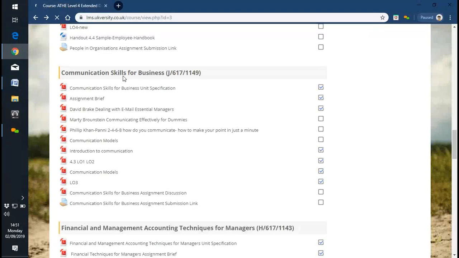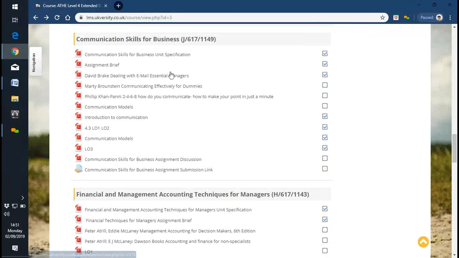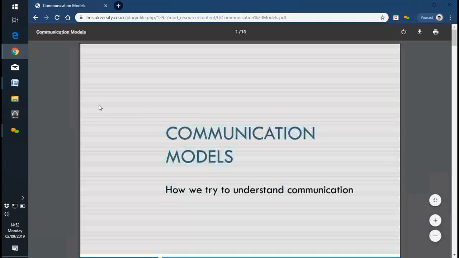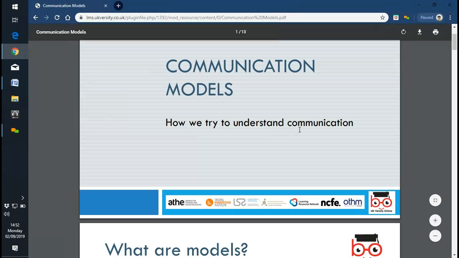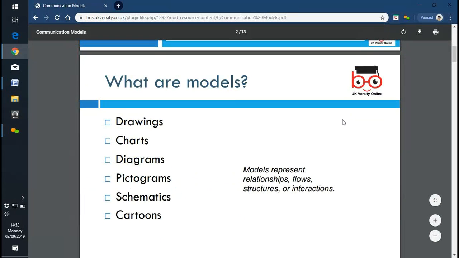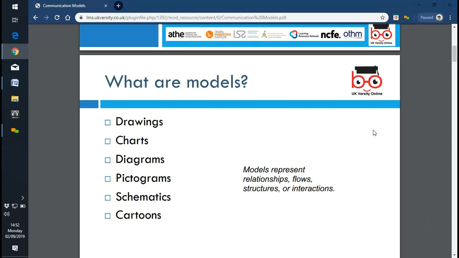So, oh no, here we are. That's the assignment brief. So you can look at any of these PowerPoint presentations that are open to you to have a look at, talking about communication models. How we try to understand communication. So what are models? Well, communication models are drawings, charts, diagrams, pictograms, schematics, cartoons, and of course text.